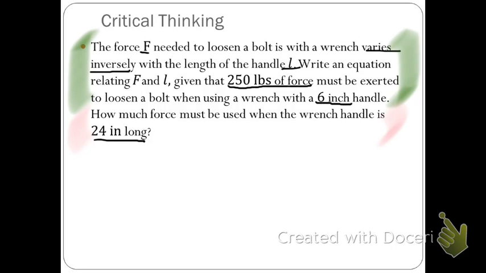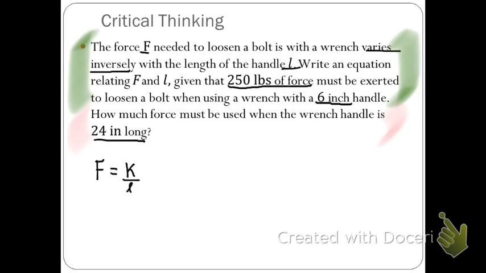All right. So this guy varies inversely. So as soon as you see that, we know we're writing a y equals k over x. They gave us different variables, but it's basically that. So in this case, it says F varies inversely. So it's going to be F equals, and inversely means k on top and some variable on the bottom, and it varies inversely with L. So we're going to have L on the bottom.